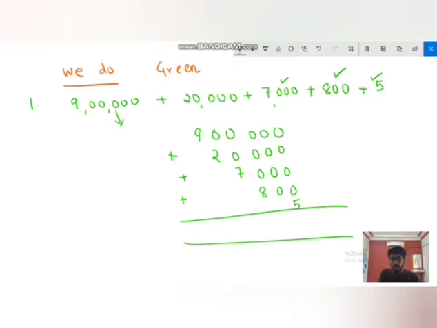The next step is to just add. So units place, you are going to get a 5. Tens place 0, because everything is 0. Hundreds place 8, thousands place 7, 10 thousands place 2, and then you have the place of lakh, that is 9. You got it right. So the number is 9,27,805.